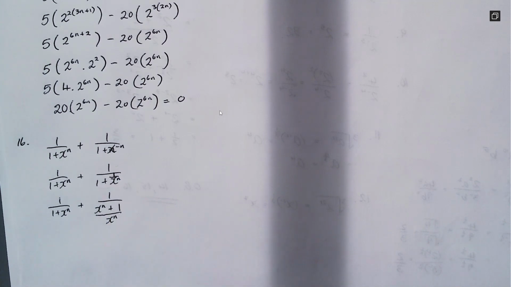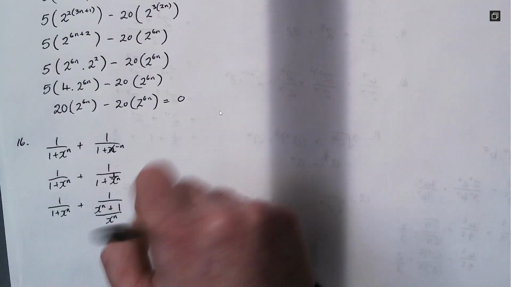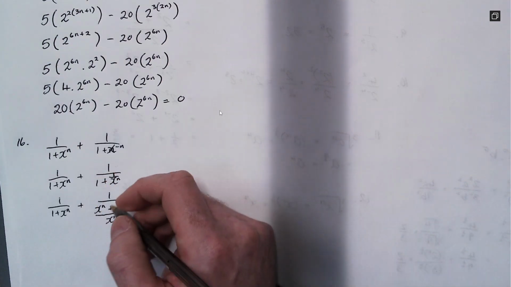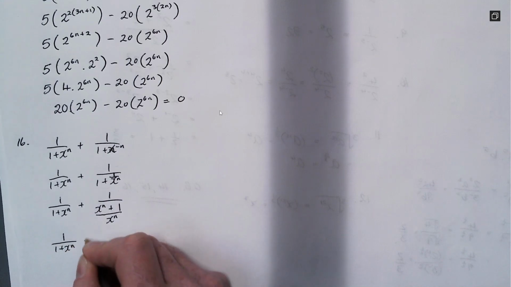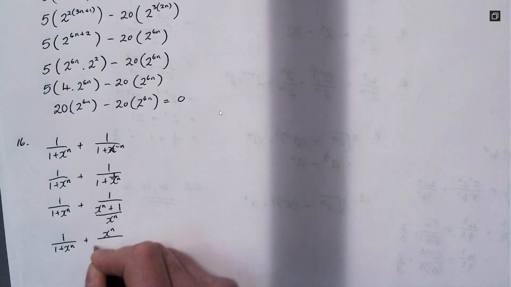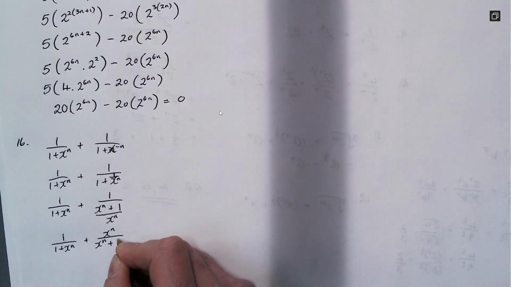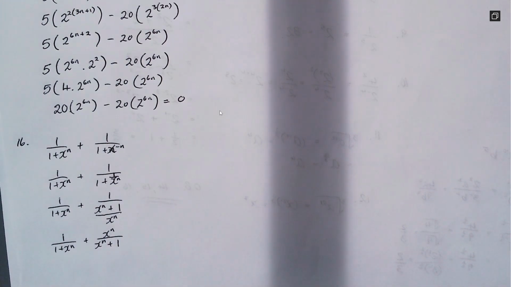Now we turn the second fraction upside down. So to make a fraction, 1 over 1 plus x to the power of n plus x to the power of n is x to the power of n plus 1. Okay, that's it. It's because the vertical fraction is identical: 1 plus x to the power of n should return x to the power of n plus 1.